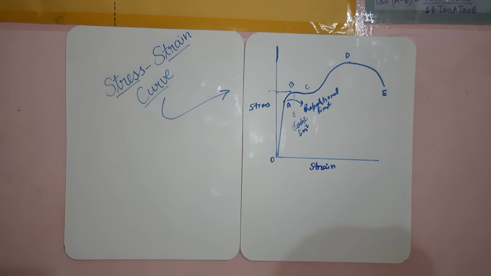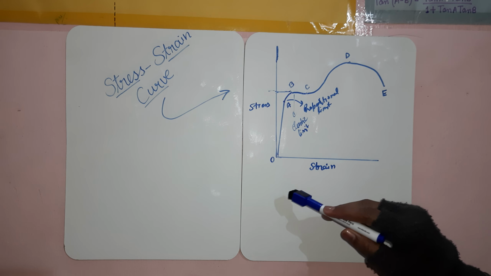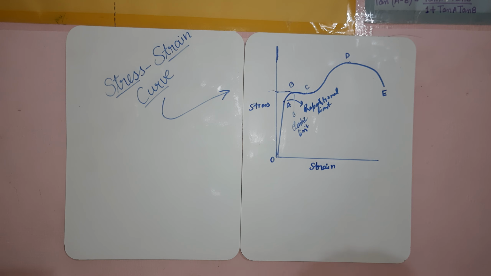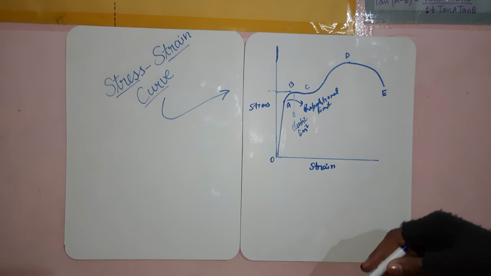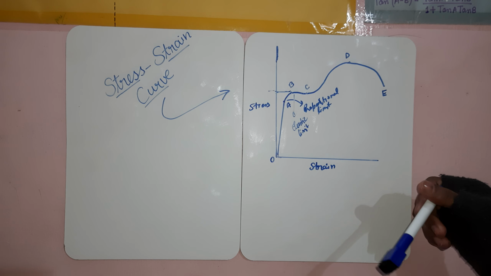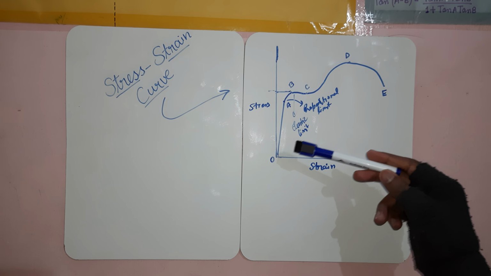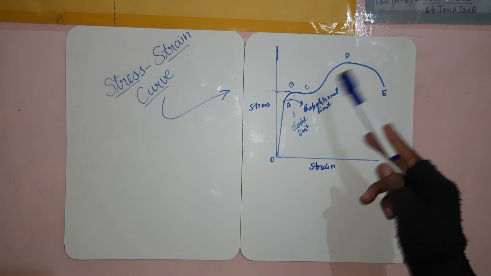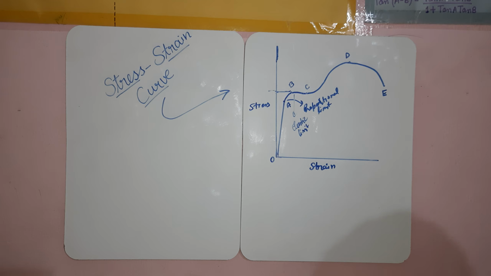Beyond point B, the strain increases more rapidly than the stress. If we remove the load at point C, the wire does not come back to its original position, meaning the elasticity is gone. Even if we reduce the stress to zero, a residual strain equal to OE is left in the wire. Here the material is said to have acquired a permanent set.